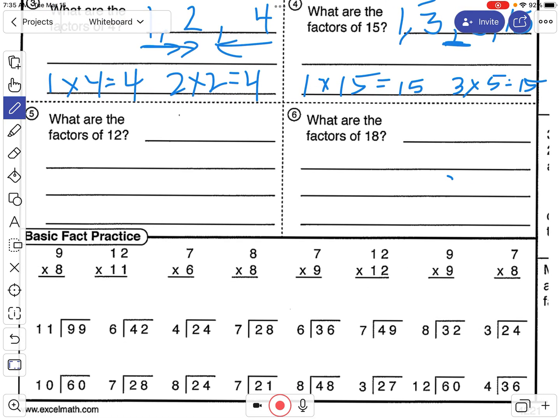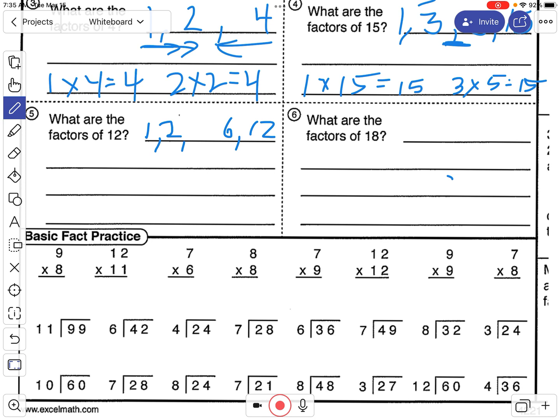So here we go. You should have already done number 5. Again, start with 1 and 12, lowest and highest. Now let's go to the next number after 1. 2. Does 2 go into 12? Well, yes, it does, because 12 is even. 2 times 6. Notice I'm putting the commas in here. Otherwise, I'm going to end up with the number 612 down there on the right side. 2 times 6 is 12.